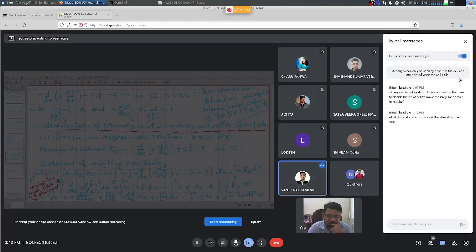Yes, sir. It's only straightforward. The weighted residual statement is just a weighting function multiplied by the domain residual, integrated over the domain, plus the boundary residual multiplied by the weighting function. So that is the statement of weighted residual.